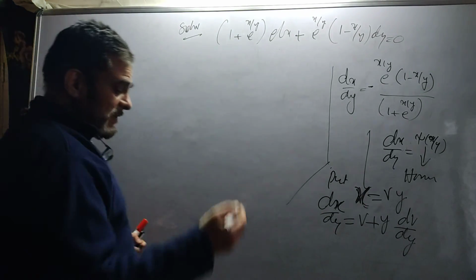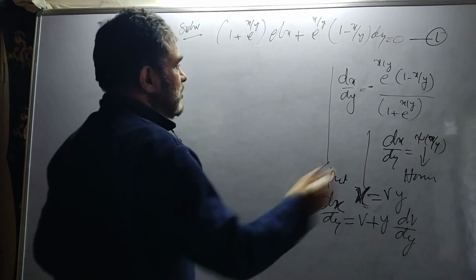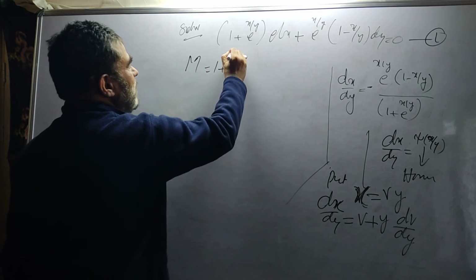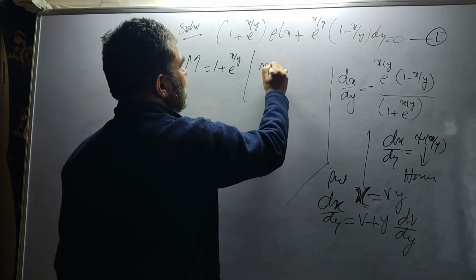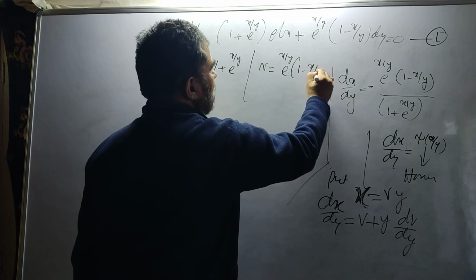Let us see, can we solve the same? Is this a differential equation that can be solved by the exact method? You see, our M is here 1 plus e raised power x by y. Your N is here e raised power x by y times (1 minus x by y).